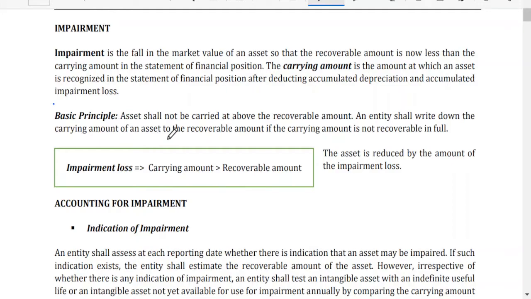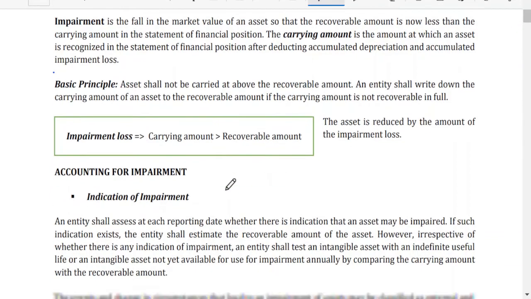The basic principle is that assets shall not be carried above the recoverable amount. The entity shall write down the carrying amount of an asset to the recoverable amount if the carrying amount is not recoverable in full. The asset will be reduced by the amount of the impairment loss. So this means that if the recoverable amount is lesser, we have to bring the carrying amount to its recoverable amount. So we have to reduce the carrying amount to arrive at the recoverable amount. And the amount that will be used as a reduction from the carrying amount to reach the recoverable amount, that is what we call the impairment loss.